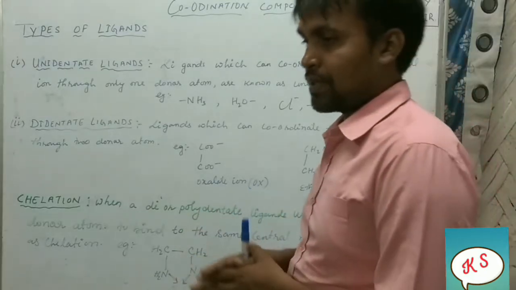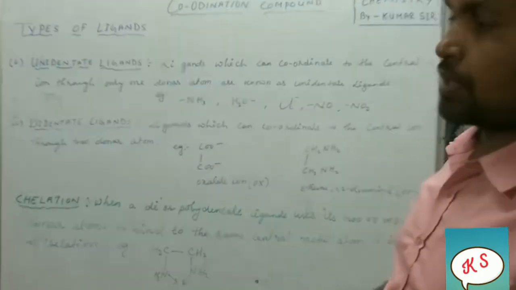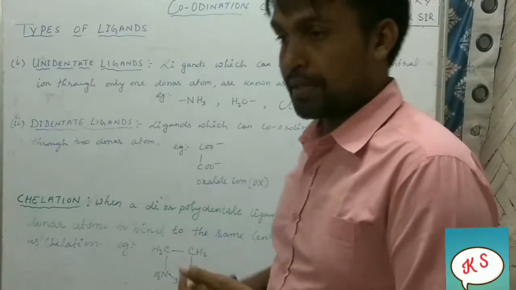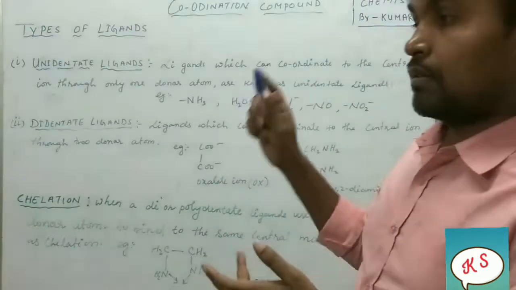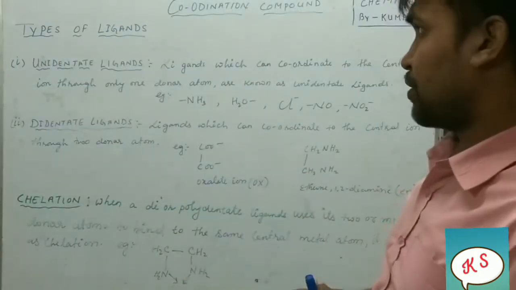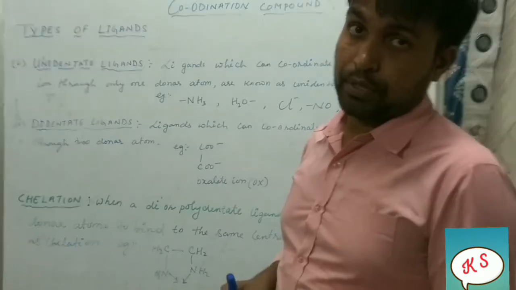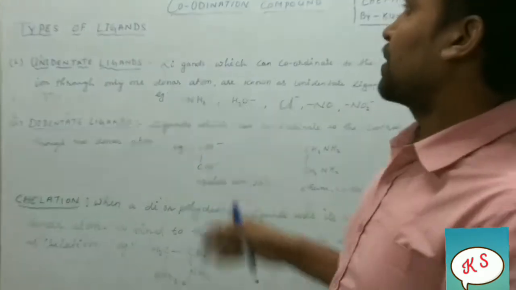Last class we studied what is meant by ligands, what is coordination, and what is the difference between coordination compounds and double salts. All those things we have studied in the last lecture. Those who have not watched the last lecture, you can go to my channel Kumar Sir and watch the first lecture on this chapter. Then you can come down to this.